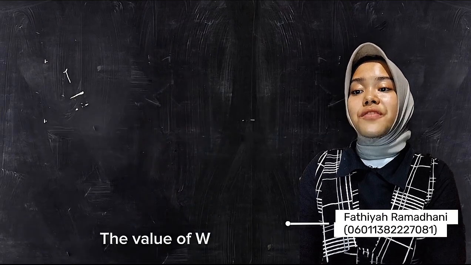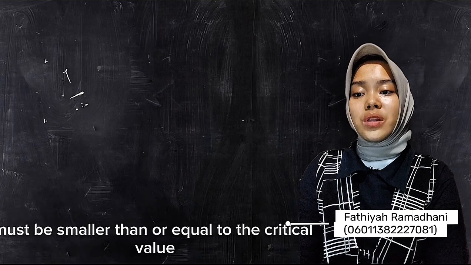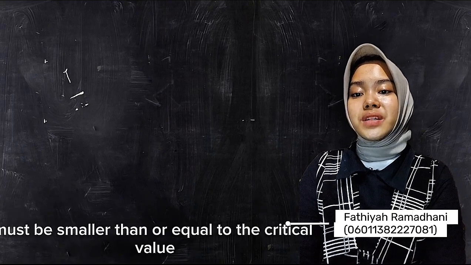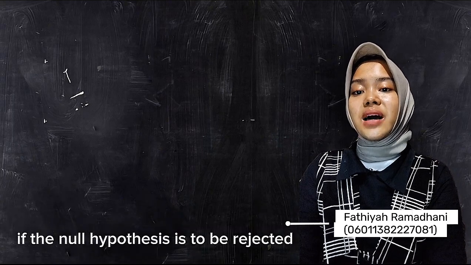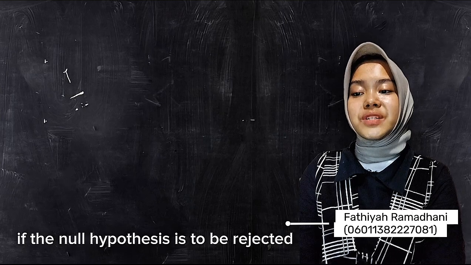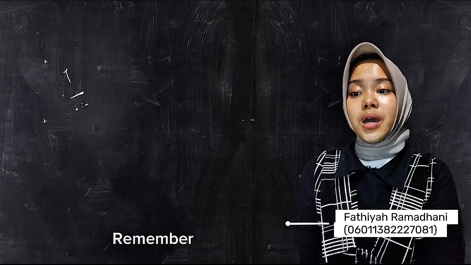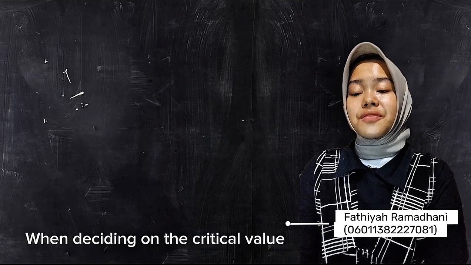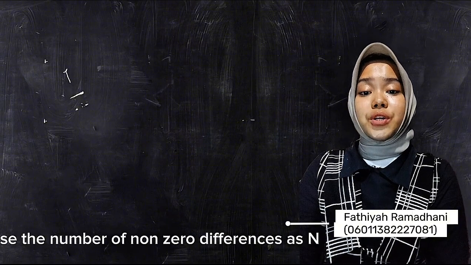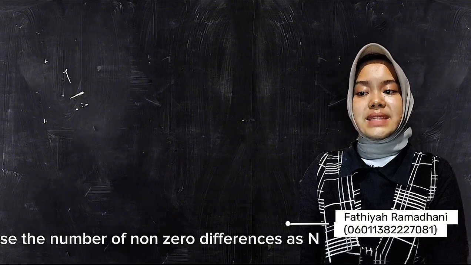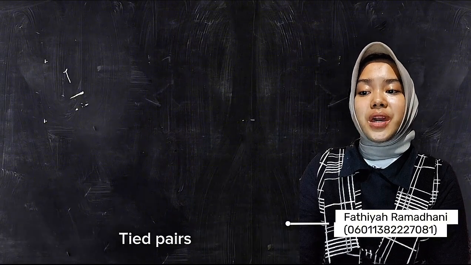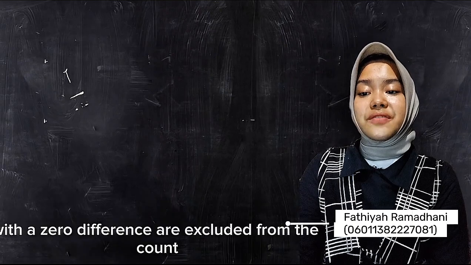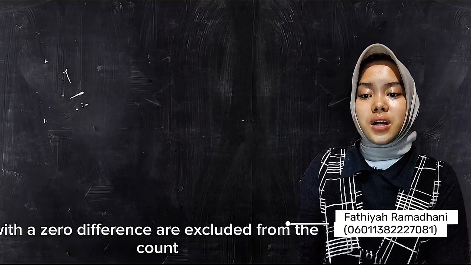The value of W must be smaller than or equal to the critical value if the null hypothesis is to be rejected. Remember, when deciding on the critical value, use the number of non-zero differences as n. Tied pairs with a 0 difference are excluded from the count.